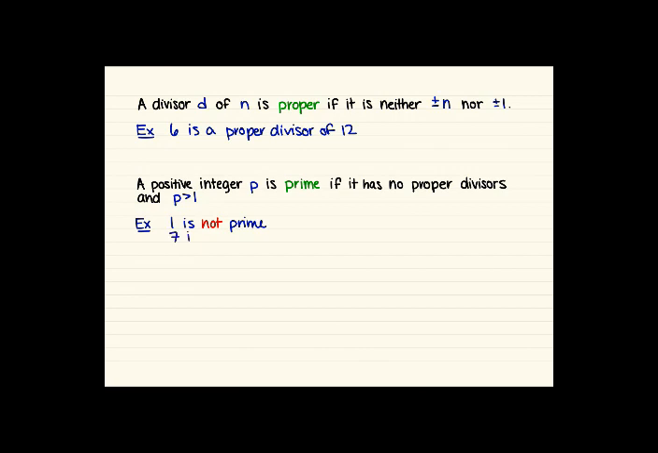7 is prime since its only divisors are plus or minus 1 and plus or minus 7. 41 is prime. 27 is not prime, even though that's an easy mistake to make. That's a common thing that people forget, that 3 divides that, or that's 3 cubed. So just looking for things that have no proper divisors.